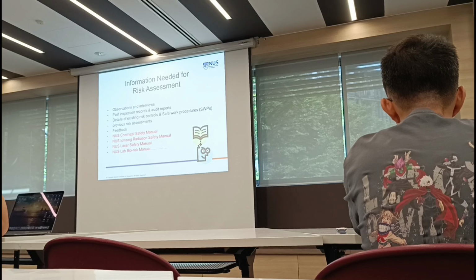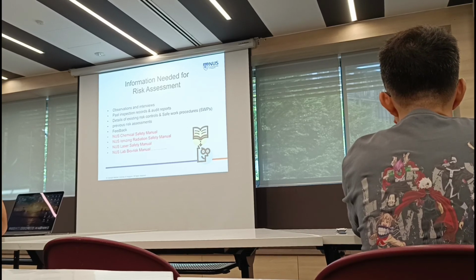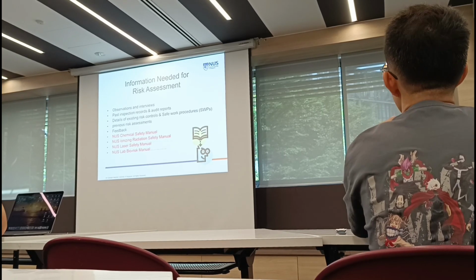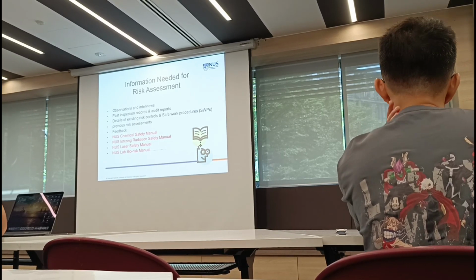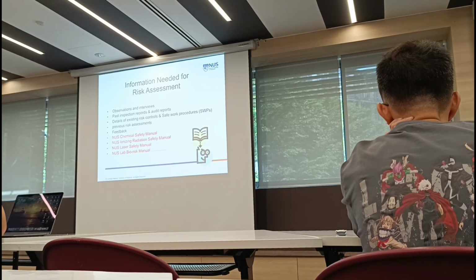Information needed for risk assessment again: observation, interviews, past inspection records, details of existing risk control, safe work practices, right? Those are already present, but you need to be highlighting that in your risk assessment. Previous risk assessment, if somebody has done the reaction.